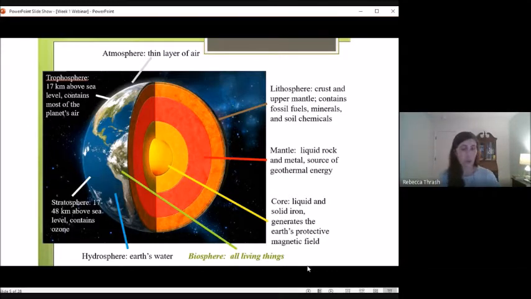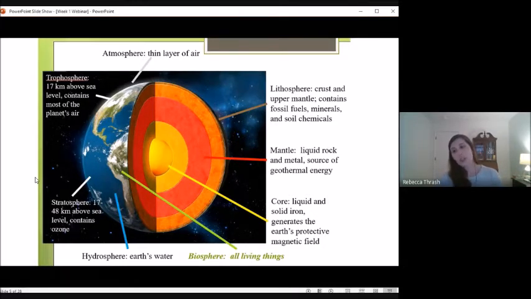But two of the most important layers of the atmosphere are the troposphere, which is where we are right now. It's the lowest level. This is where most of the planet's air is found. And then the stratosphere, which is the layer above that. Those are going to be really important things to reference when we start talking about air pollution and overall climate patterns later in the course.